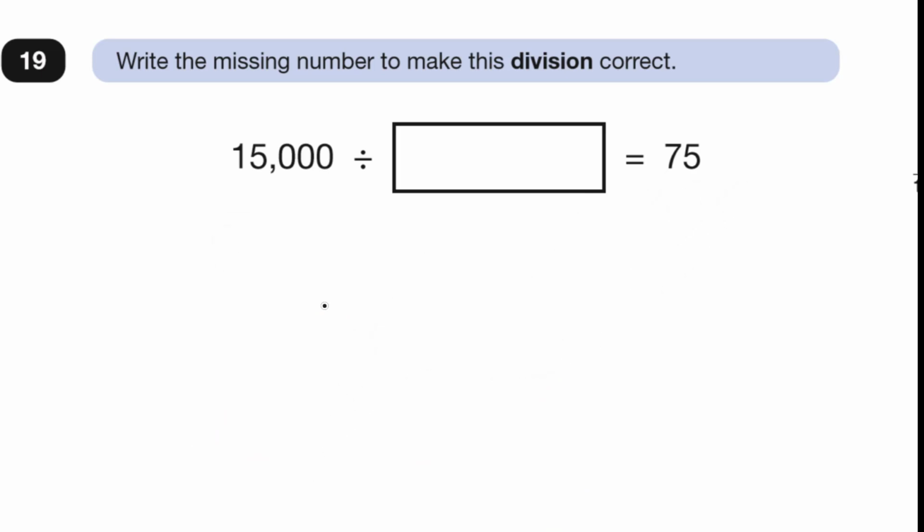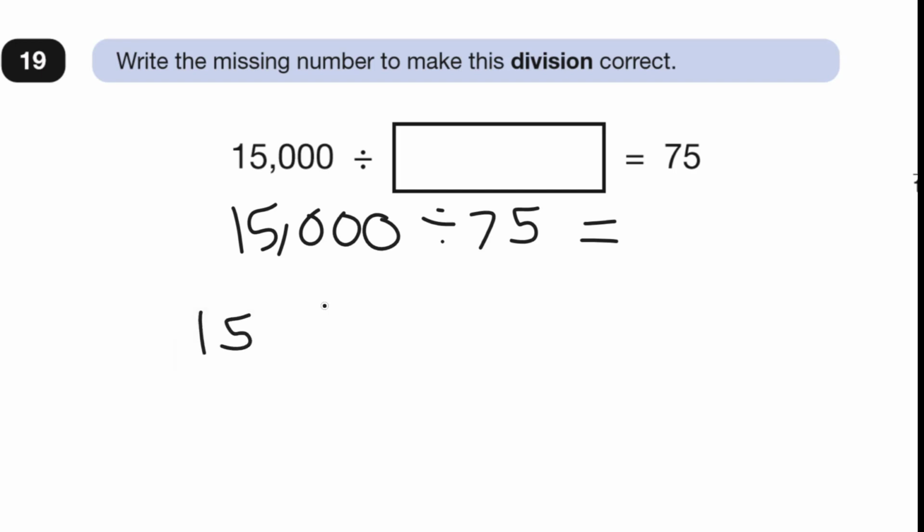So you just need to think of it as 15,000 divided by 75, and that will give you your answer. Okay, so we now know it's just going to be a division. So now it is about doing some long division. So you're going to need your bus stop.